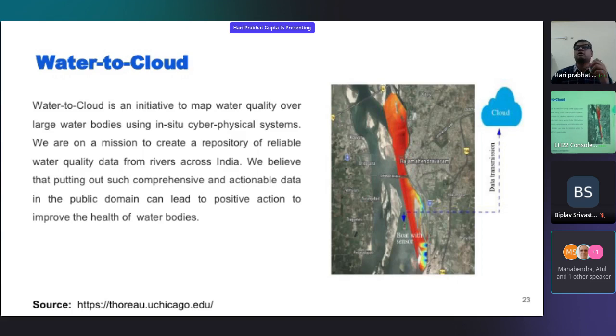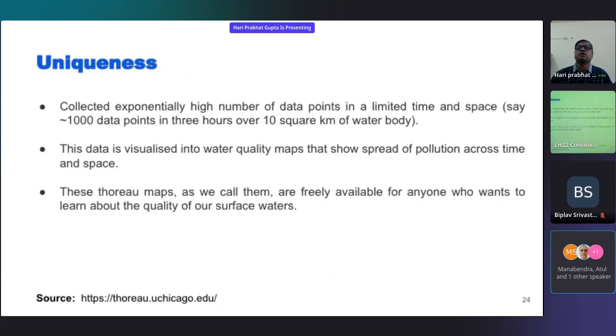And the data size is very big. So the features, what is the uniqueness in this? The data size is very big. That means we have 1,000 data points in 3 hours over 10 square kilometers of water bodies, and here we cover almost all the Indian rivers. The data we have seen is from outside India, some US and European rivers and water bodies, but on this portal, we collected data especially for the Indian rivers.